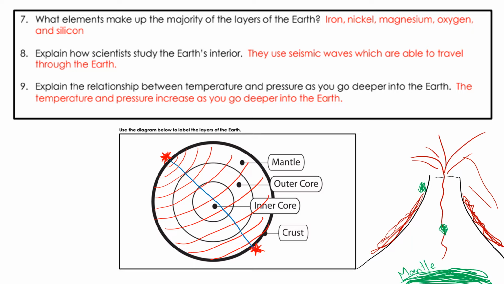Number 9, explain the relationship between temperature and pressure as you go deeper into the earth. The deeper you go, the temperature is increasing and the pressure is increasing, because all of these layers here are pushing down, and so the pressure is increasing as I go down deeper.